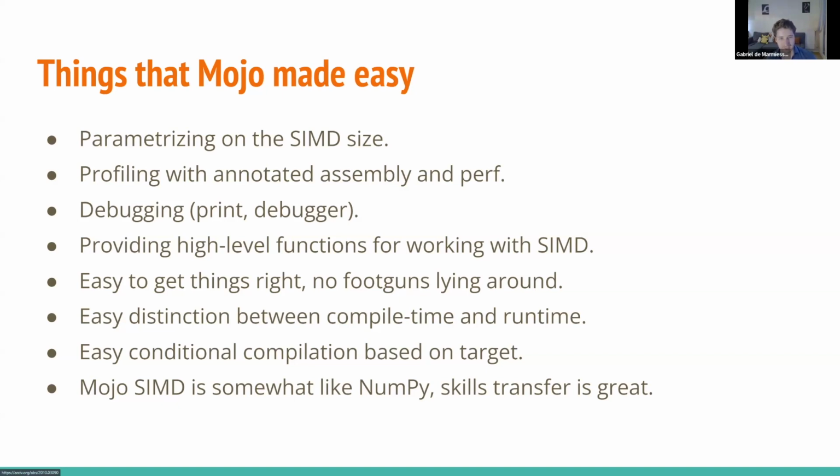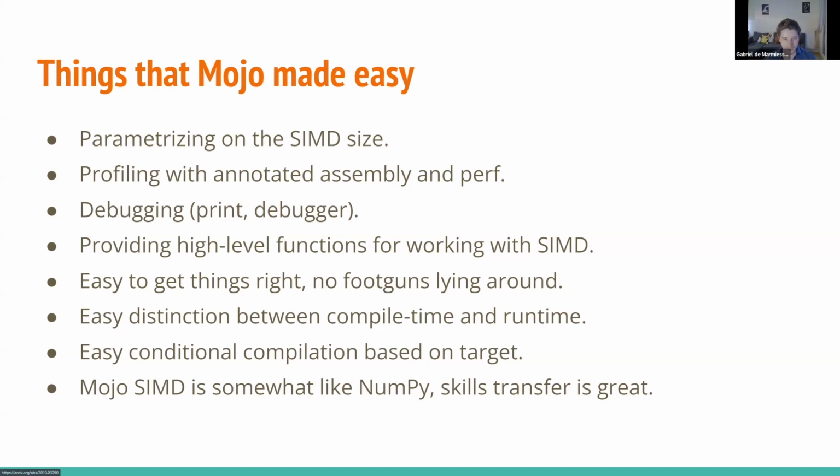There is an easy distinction between compile time and runtime, so alias and var. It's pretty easy to do conditional compilation, and also if you come from Python, like me, it's really easy to port your NumPy skills to SIMD. It's pretty much the same API.